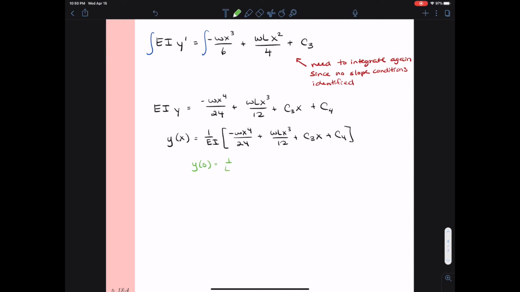Alright, so now I need to plug in my conditions. So I start with the deflection at the pin at A was 0. So y of 0 equals 1 over EI times the first term is 0, second term 0, third term 0.